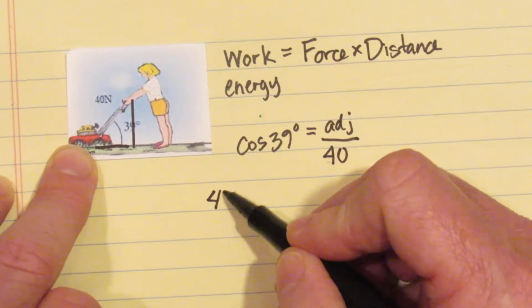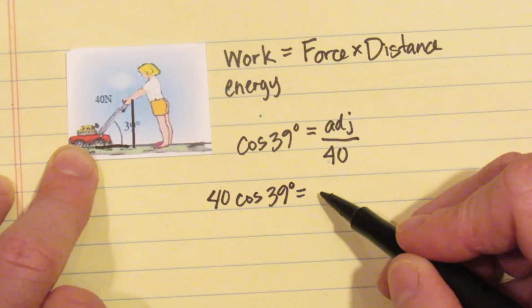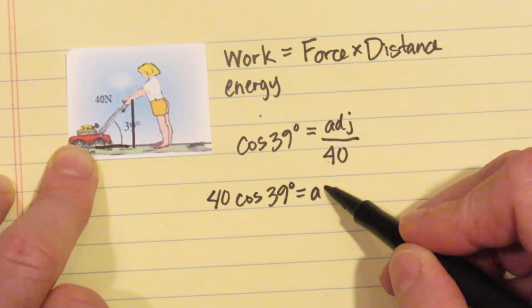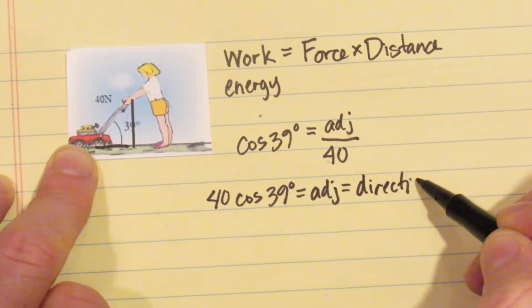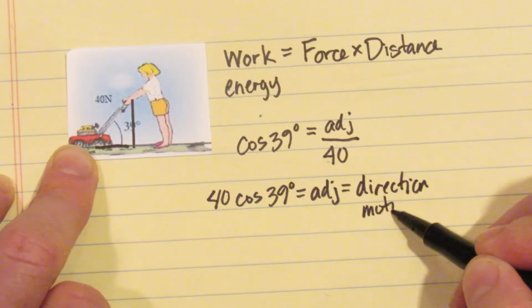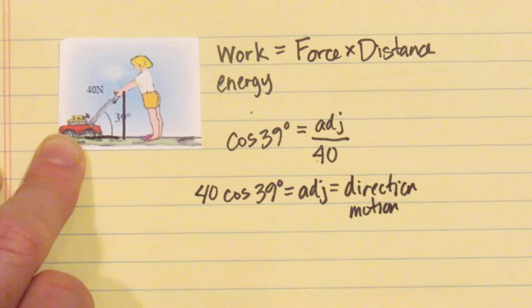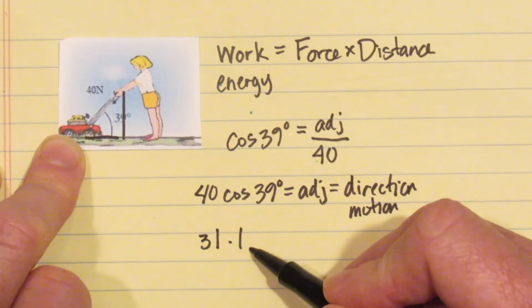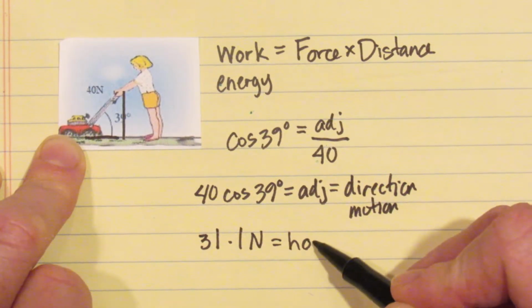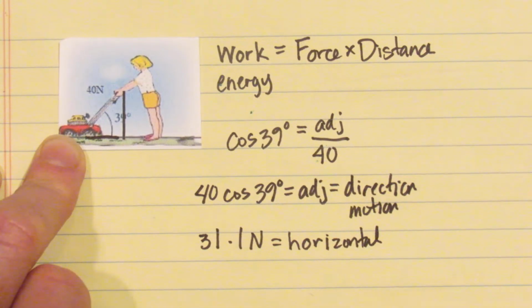So if I multiply 40 times cosine of 39 degrees, I get the adjacent side, which is the direction of the motion. And if you type that in your calculator, make sure that you are in degree mode. We end up getting a horizontal force of approximately 31.1 newtons. So that's how much of her 40 newton force is being applied in the horizontal direction that the mower is going to move.